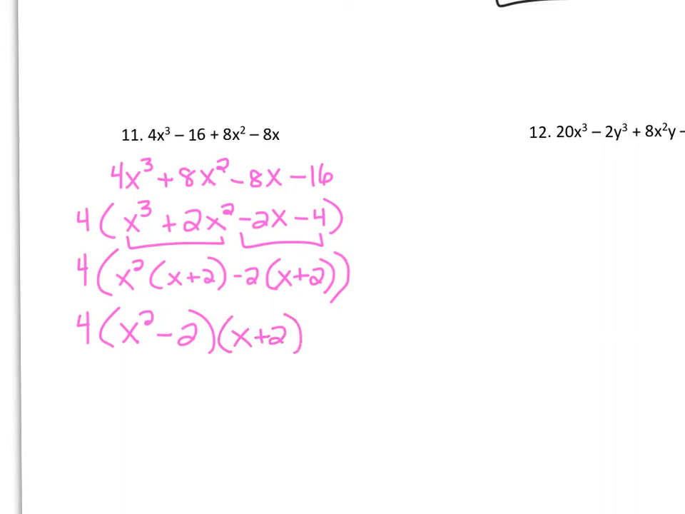Okay, so let's look. Can we factor further? Well, here we have a difference, and this is a perfect square, but 2 is not a perfect square. And then this is not a difference, and nothing is a perfect square, so we can't factor further. So that's it. That's our final answer.